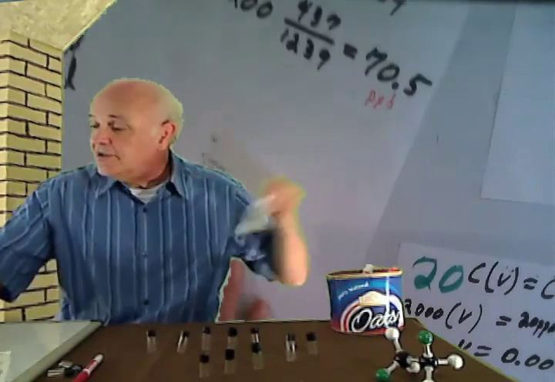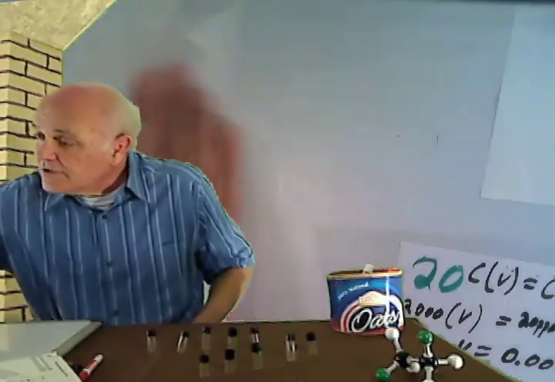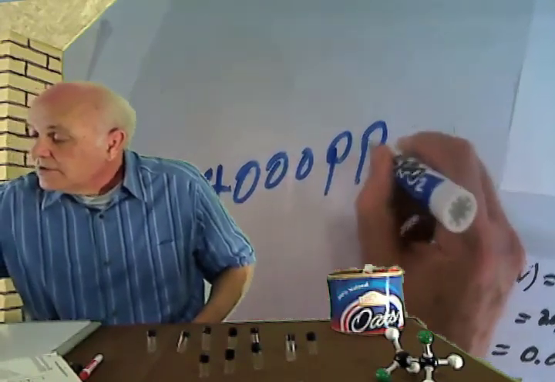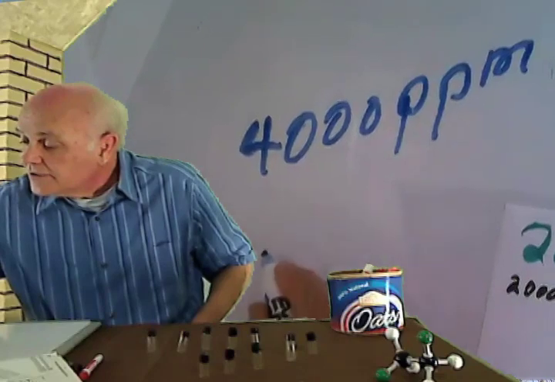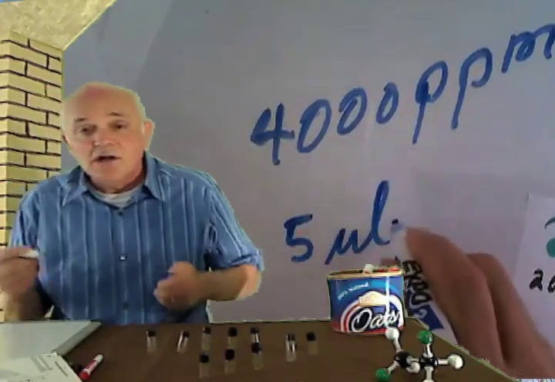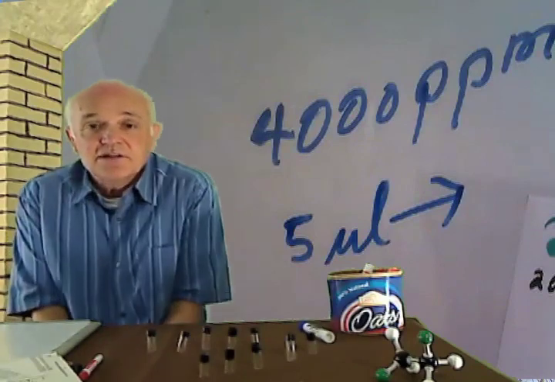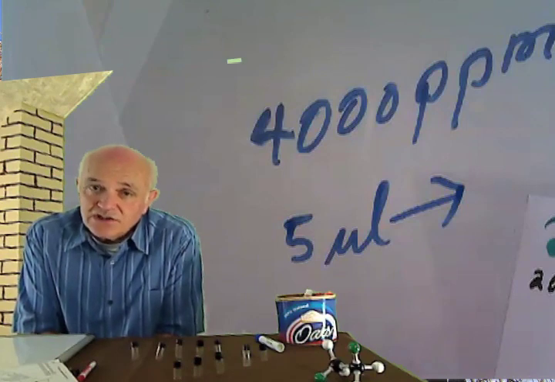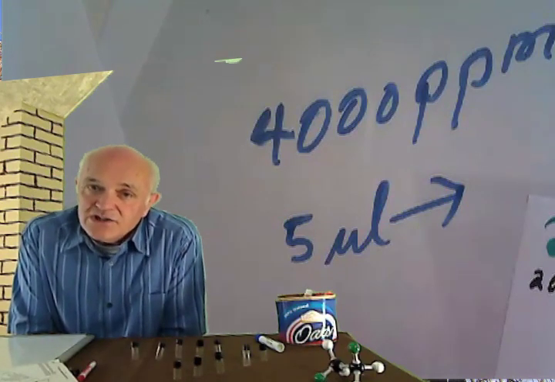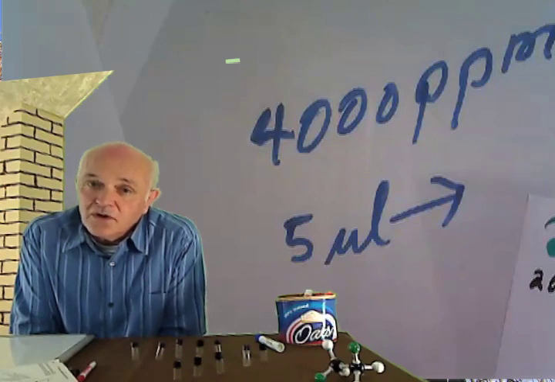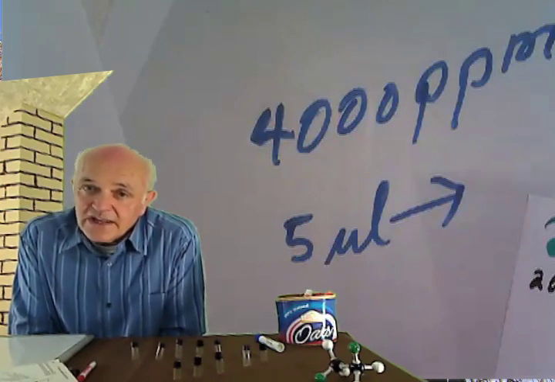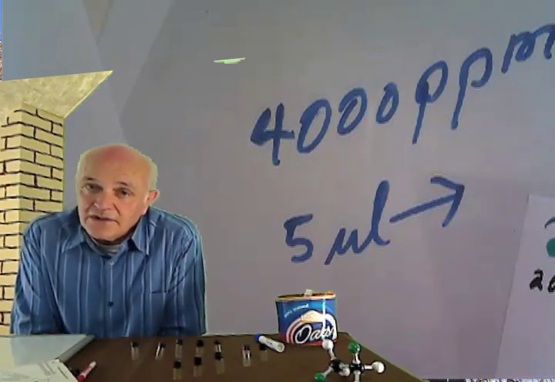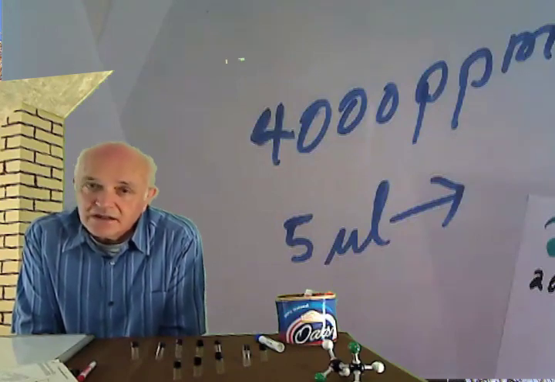Now, the last step is we take an internal standard. The internal standard comes at 4,000 parts per million, and we put 5 microliters in each one. Remember that the internal standard quantitation is based upon the ratio of the internal standard to the total volume. So the volume has to be exactly 0.5, and the internal standard has to be exactly 5 microliters. So be careful. This is a good time to be as careful as you can.